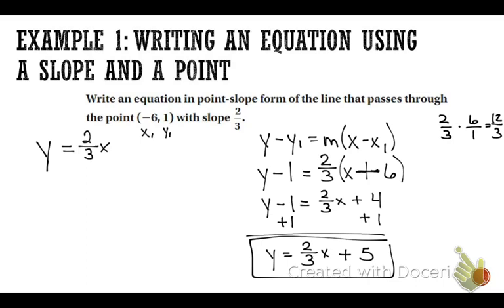So do you see the similarities between today's lesson and yesterday's lesson? The only difference is in today's lesson, the original information does not tell you the y-intercept. So that's why you use point-slope. Okay? Got it? Understand? Does anybody have a question? Anything?